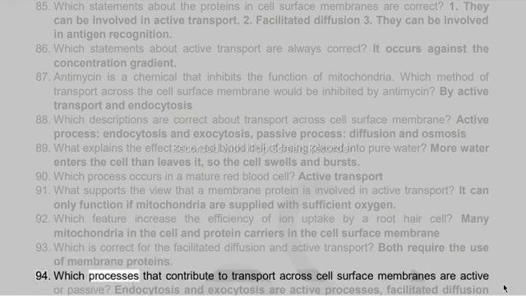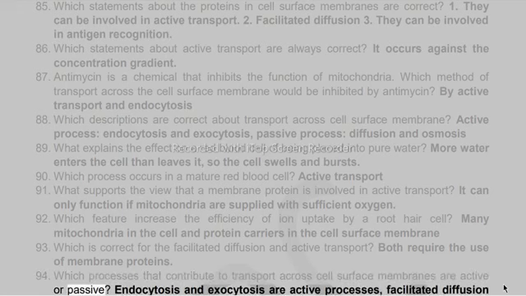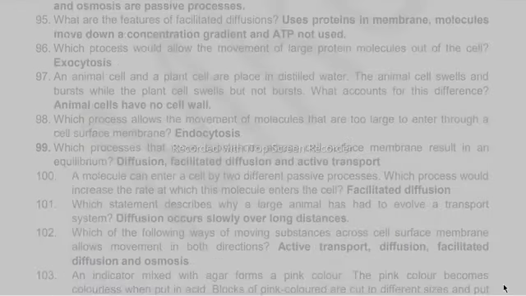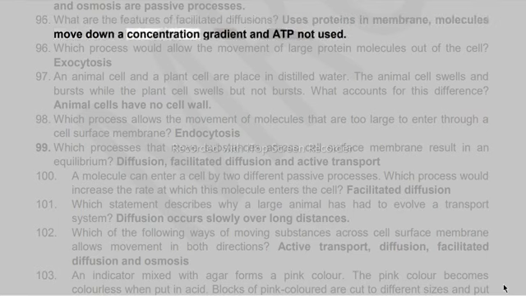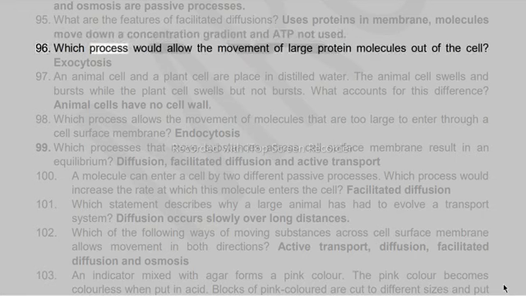94. Which processes that contribute to transport across cell surface membranes are active or passive? Endocytosis and exocytosis are active processes, facilitated diffusion and osmosis are passive processes. 95. What are the features of facilitated diffusion? Uses proteins in membrane, molecules move down a concentration gradient and ATP not used. 96. Which process would allow the movement of large protein molecules out of the cell?